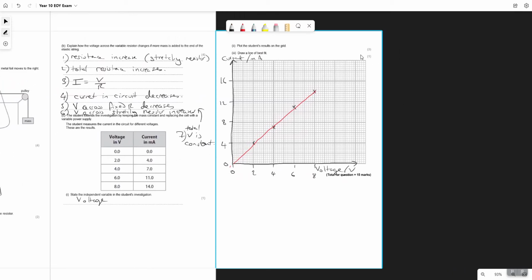3 marks, what are your marks for? A suitable linear scale, so you're going more than halfway of the grid in either direction. Orientation is not important. So the scale is 1 point. The axis, which is an axis title and a label, that is milliamps, that is volts. And then you have a plotting mark. Okay, so scale, axis, plotting, and then draw a line of best fit, which is a straight line. You should probably use a ruler.